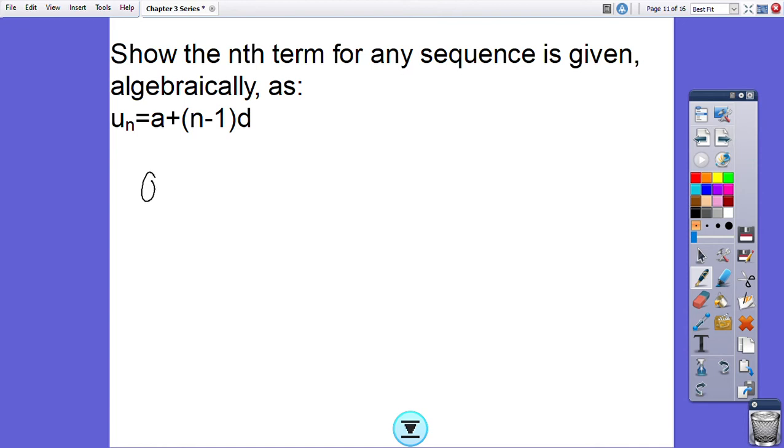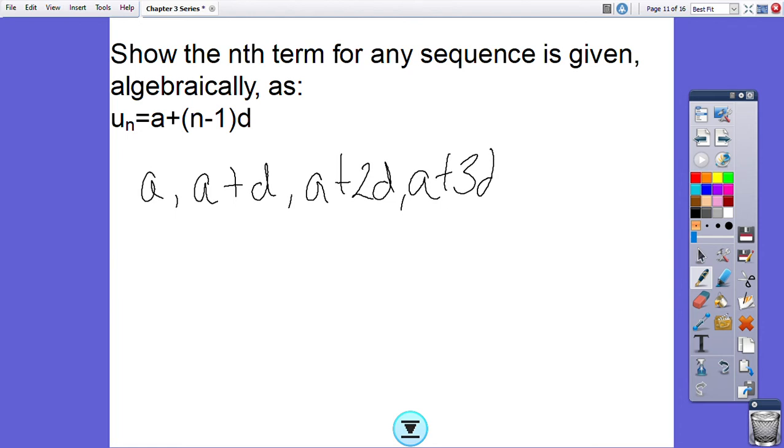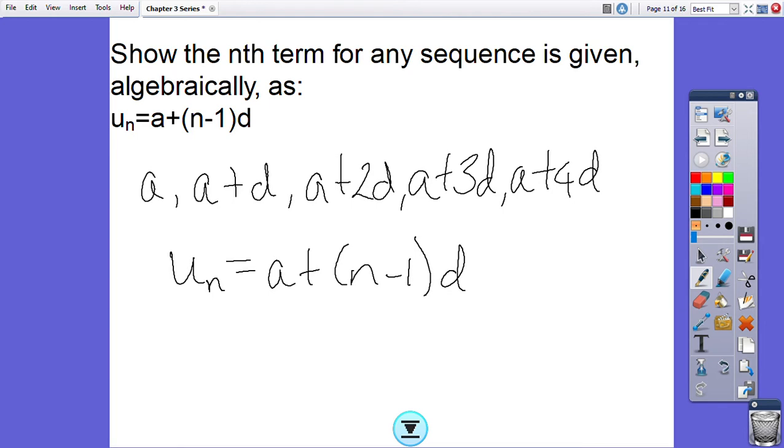If we start with a, the next term is going to be a plus d, a plus 2d, a plus 3d, a plus 4d, and again it's always 1 less than however many terms you've got, so un is going to be a plus n minus 1 times d. Not so much a proof there, but it does show you where it comes from, and it is slightly different to the way that you'd have gone about it previously in your studies.